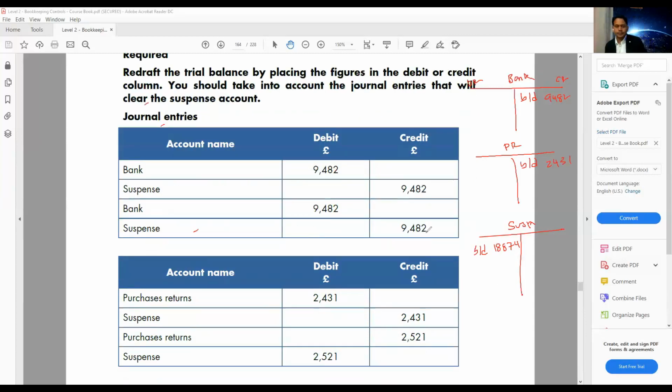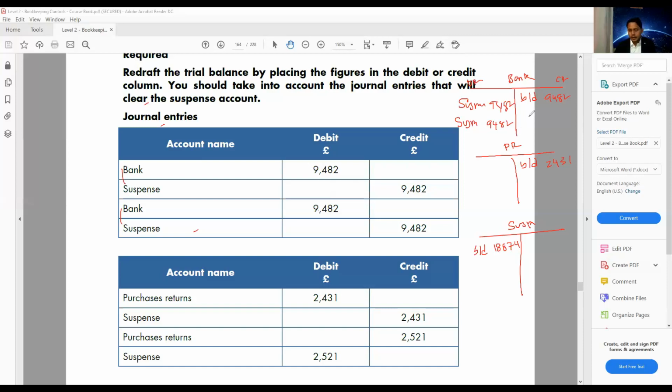So let's have a look at the first one, bank. Bank is debit, suspense credit. So on the debit side, I'm going to write suspense 9482. Then bank is debit again and suspense credit. So on the debit side, I'm going to write suspense again, 9482. There is no more bank, so only journals 1 and 2. So bank is done. Now I can have a balance CDBD for the bank.